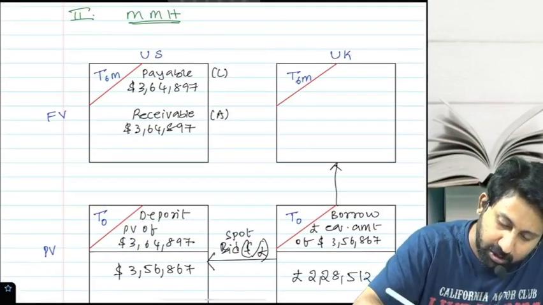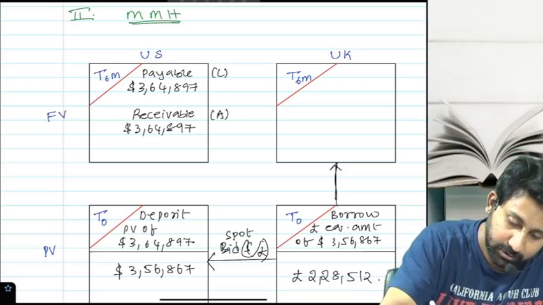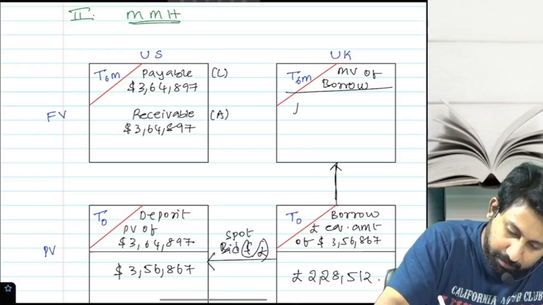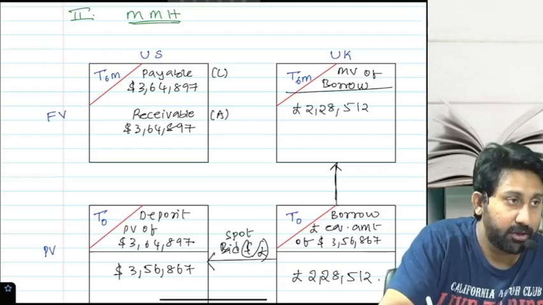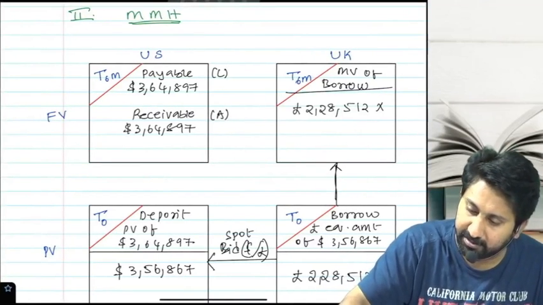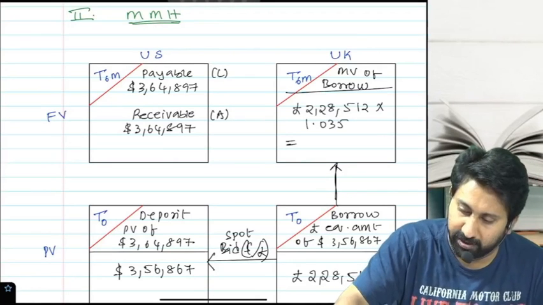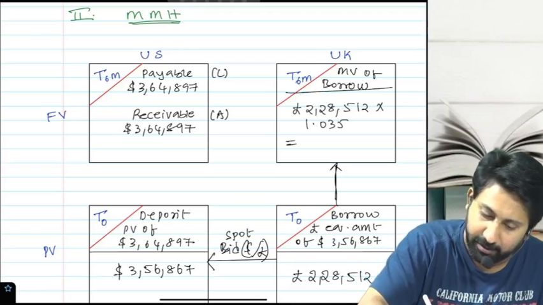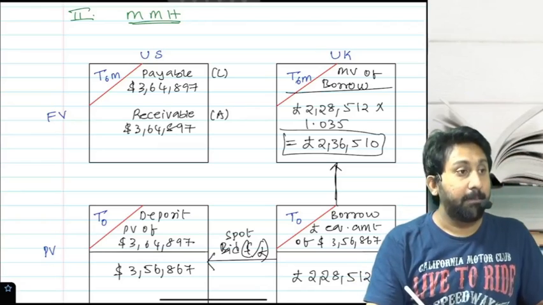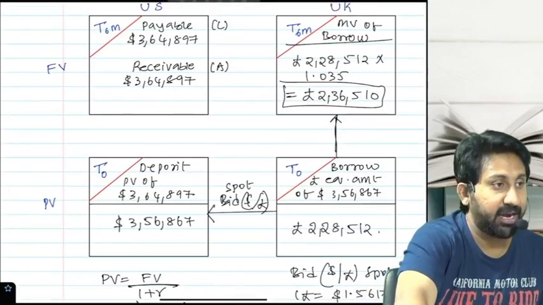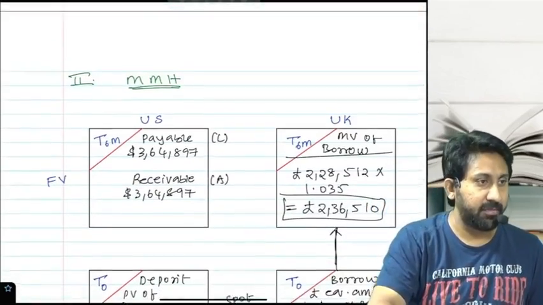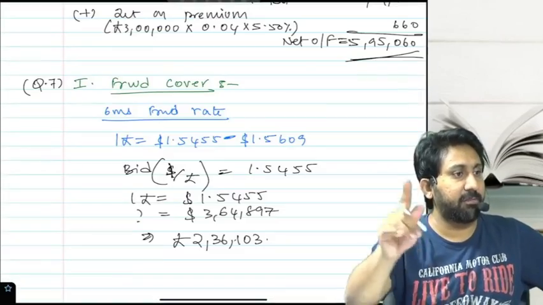Okay, when you borrow in pounds, automatically you have to pay the interest on the borrowed pounds, or not? So the maturity value of borrowing: pounds 2,28,512 into what is the borrowing rate in UK? 7%. Okay, 7% into 6 divided by 12, 1.035. So 228,512 into 1.035, it is pounds 2,36,510. 2,36,510 is the payment you have to make as per money market hedging. Forward, you will pay 236,103.